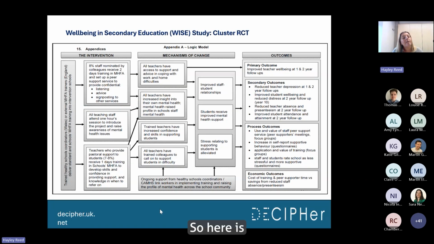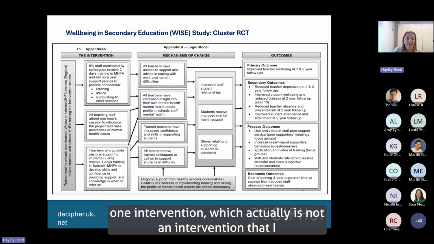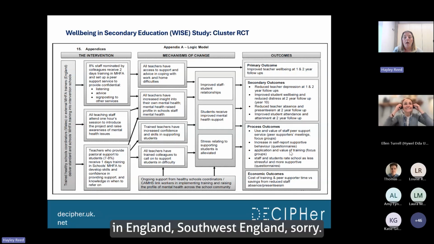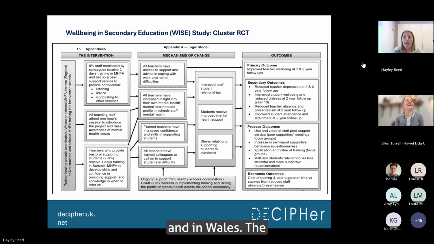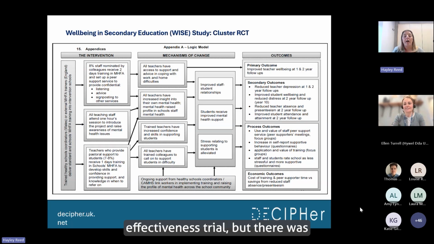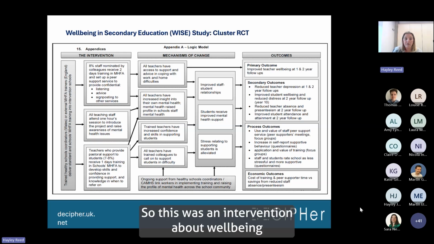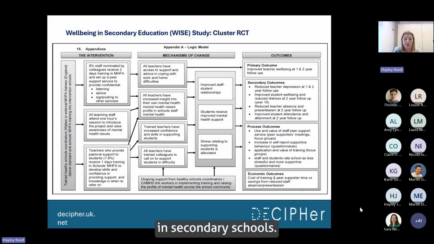So here is one intervention, which actually is not an intervention that I was part of. This was part of a large cluster randomized control trial in secondary schools. So it was done in 25 secondary schools in England, southwest England, sorry, and in Wales. The point of this was that it was an effectiveness trial, but there was also an embedded process evaluation within this. So this was an intervention about well-being in secondary schools.